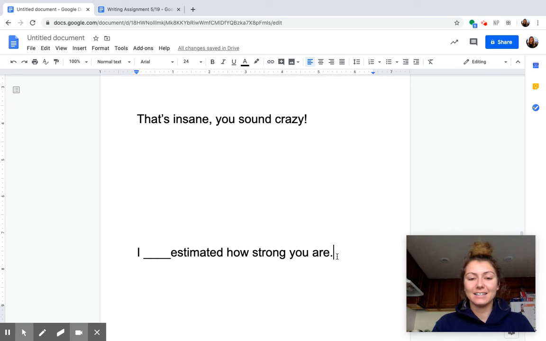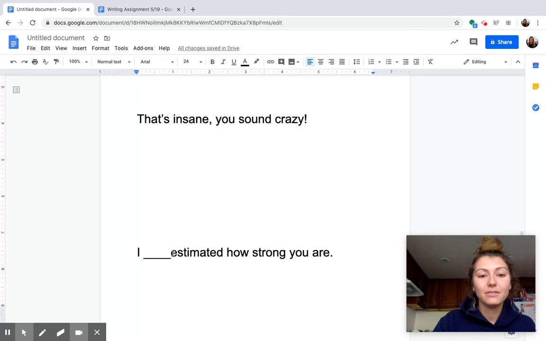Next sentence. I blank estimated how strong you are. We use this word sometimes, but we probably don't even realize that we're using it. So we know that estimate is a smart guess. So we could have made a smart guess about how strong you are, but it's sounding like maybe we didn't make a smart guess as to how strong you are. In fact, we did not at all make a smart guess. We thought you were not strong, but you are strong.